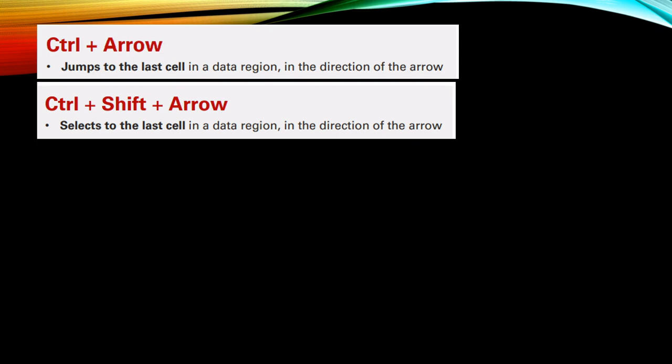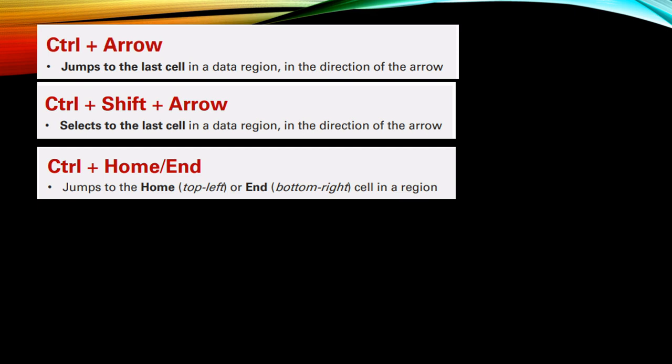Now, the control home and end will behave in a very similar way, except it will jump straight to the home cell, which is the top left corner, or the end cell, which is the bottom right cell in a region. And just like the control arrow, holding shift will create a selection at the same time.